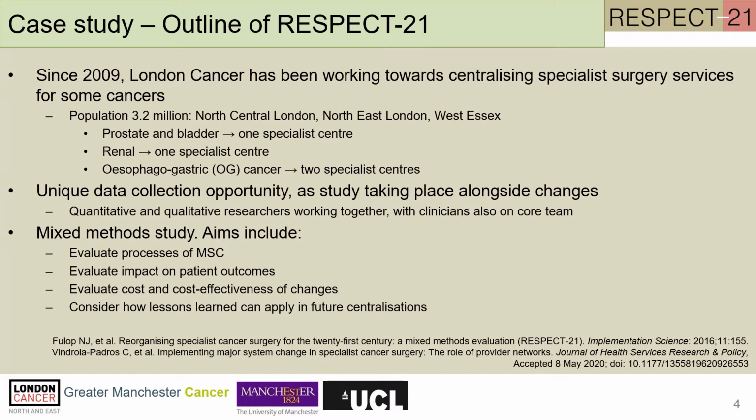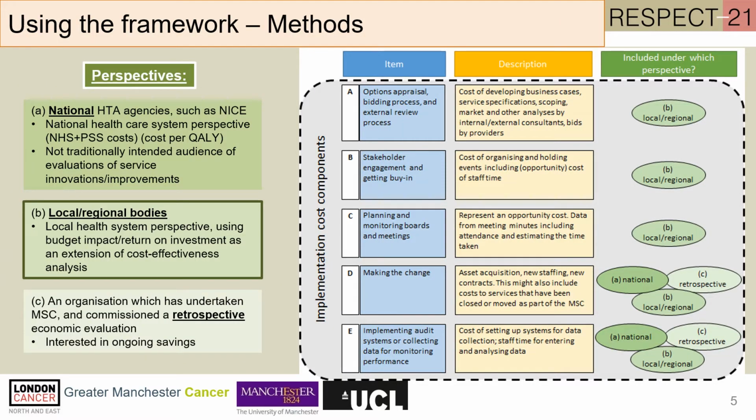It's a mixed method study, so there's a number of complementary aims. Firstly, we're qualitatively evaluating the processes of MSC, so how it's been done, who's led it, who's been involved, and the impact that it's had on people working in the services, and some of this work's been published already. Secondly, our statisticians are looking at the impact on patient outcomes, so mortality and other outcomes, using a difference in differences approach. And the health economics aspect builds on these two strands and focuses on the cost and the cost effectiveness of the changes. So this is the framework that we've developed.